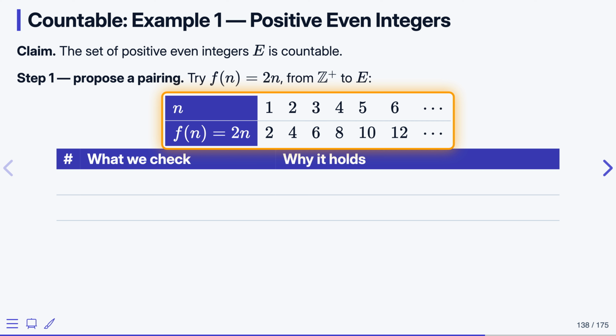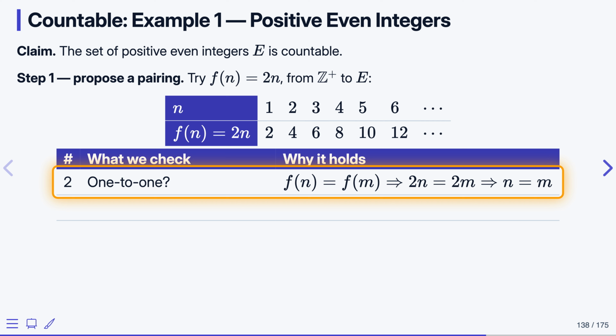Let us prove that the set of positive even numbers is countable. Remember what we need, a perfect pairing with the counting numbers. Step 1. Propose a pairing. Try f of n equals 2n. The top row of the table holds the counting numbers 1, 2, 3, 4, 5, 6. Underneath each one sits its double: 2, 4, 6, 8, 10, 12.